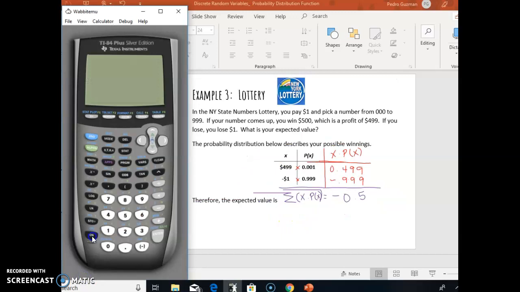The other way to do this is with a calculator. If we go to Stat and go to Edit, I've entered my x's in L1 and my p of x's in L2. You can see those here. And then to define the expected value, we find the mean. So we go to Stat, arrow to Calc, choose 1-Var Stats. Make sure for list you have L1 and frequency list you have L2, and calculate. And you can see negative 0.5 is my expected value, or the mean of the random variable. But at any rate, you would expect a loss here.